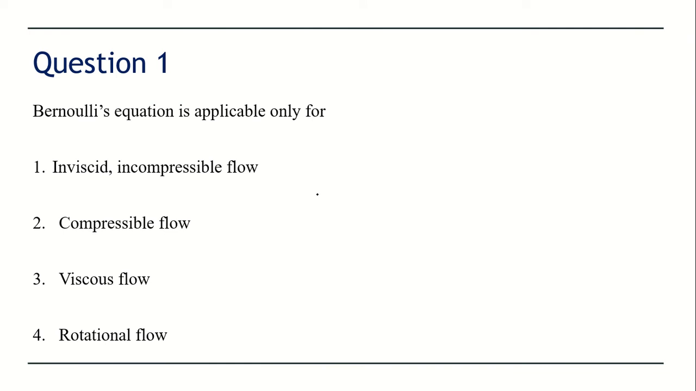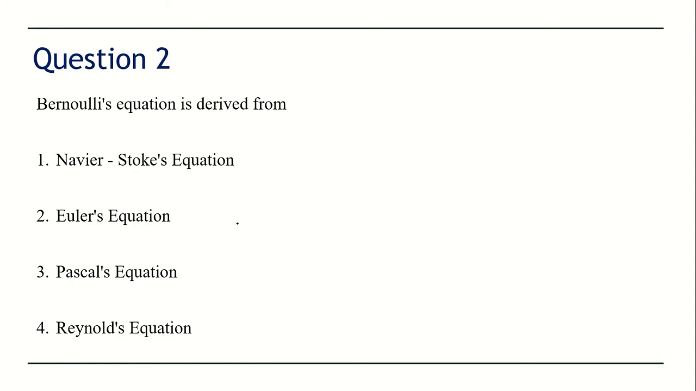Remember guys, Bernoulli's equation is based on four assumptions. The first thing is that the fluid is ideal, meaning the fluid does not possess any viscosity, and also the fluid is incompressible in nature. It means that the density of the fluid is constant, and also the flow is steady and the flow is irrotational. So out of these four assumptions we can see the first one is the correct answer. Here the viscosity is 0, meaning we are assuming the fluid to be ideal and also the flow to be incompressible.